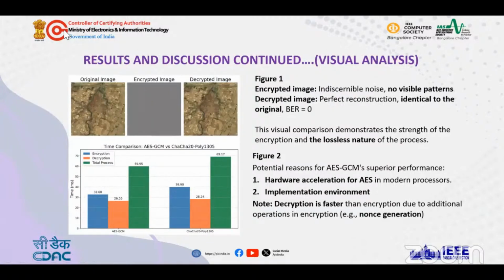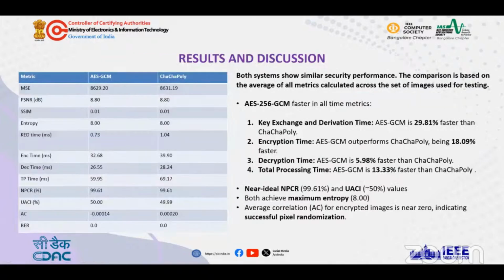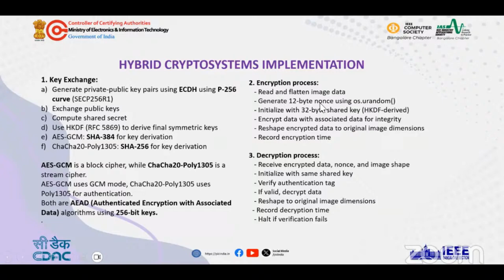As we can see in figure 1, for the encrypted image there are no visible patterns, and the decrypted image is identical to the original with bit error 0. So this shows the lossless nature of the process. Onto the next figure. We can see that AES-GCM is faster than ChaCha-Poly. Some potential reasons can be the hardware acceleration for AES and the specific implementation environment. And decryption is faster than encryption due to additional operations in encryption, as we can see here. So there is nonce generation here.